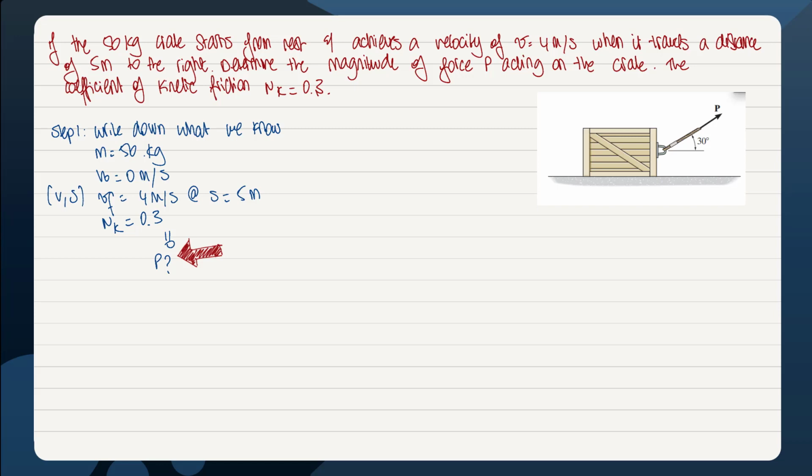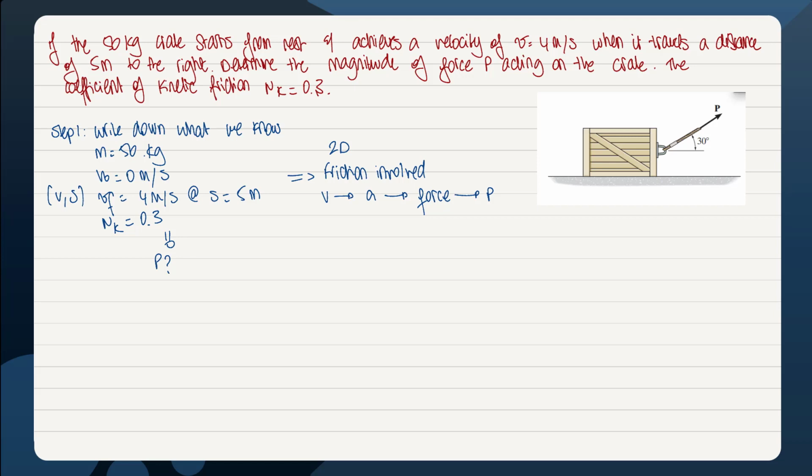So what can we conclude from that? First, obviously from the image, we know that we're dealing with a two-dimensional problem. Given mu k, we know that we need to include friction. So friction is involved, and we're asked to find the force. And looking back at what we're given, for the final state, we're given v and s, and we're asked to find P.